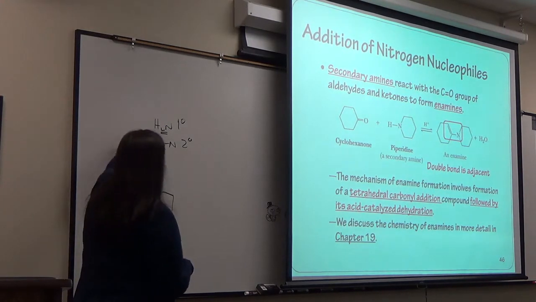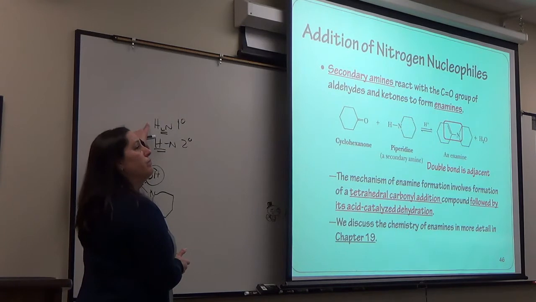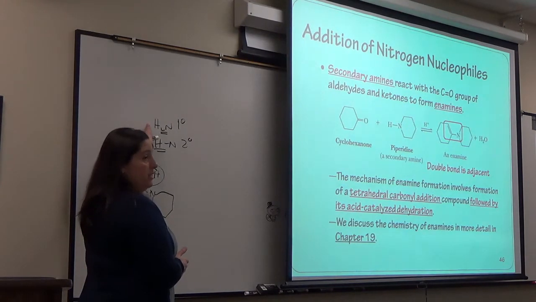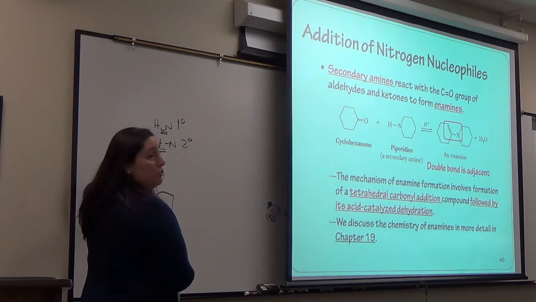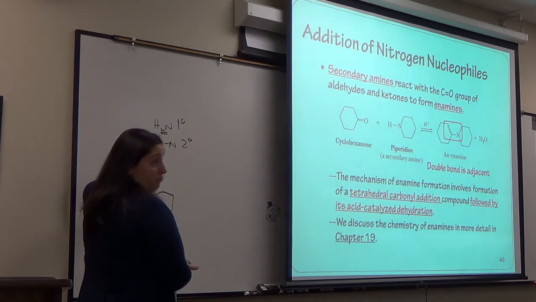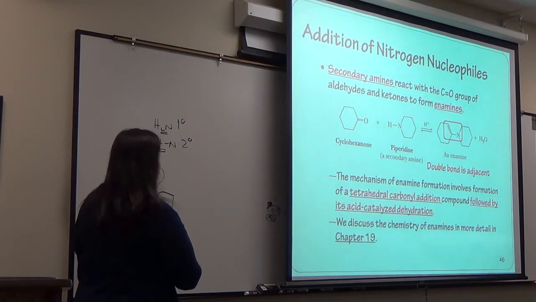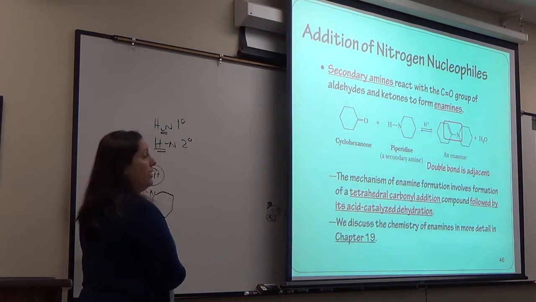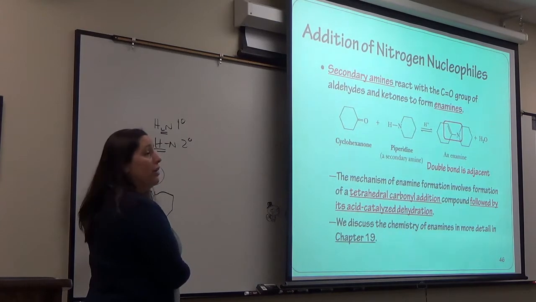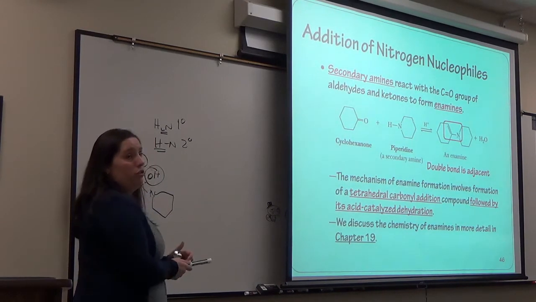But I want you to be able to understand this concept. The hydrogen is necessary to make water. Would you agree? Yes. So the hydrogen can come from the carbon or it can come from the nitrogen. But in a secondary amine, I don't have enough hydrogens in order to make the double bond happen over here. Right? That's what I want you to be able to understand.